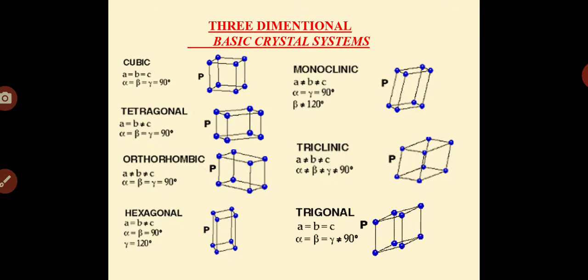Now one more, trigonal. Here a equal to b equal to c. All sides are equal, but alpha equal to beta equal to gamma not equal to 90 degree. All sides are equal, all angles are equal, but not equal to 90 degree. That is the situation corresponding to trigonal crystal systems. These are the 7 basic crystal systems.